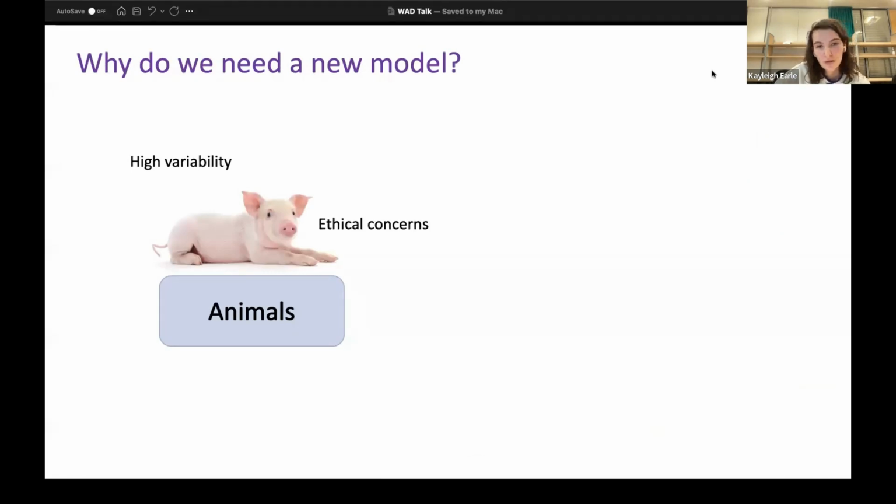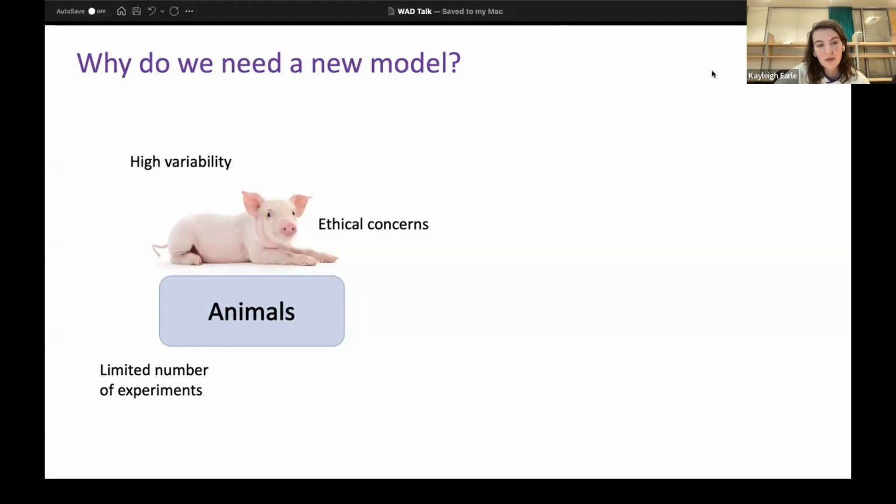There are also ethical concerns. For pigs in particular, when we give them cystic fibrosis, it results in problems with their digestive tract, which have to be surgically corrected before they can be used in these experiments. So obviously it's not very nice for the animals.